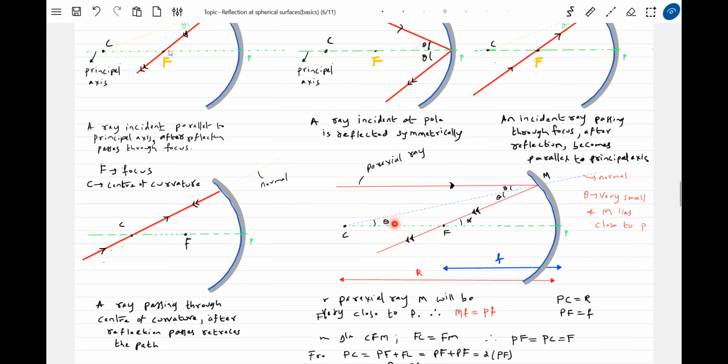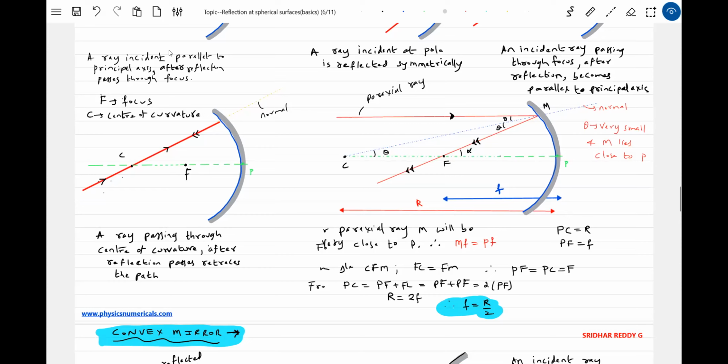Okay, agree with this. Then afterwards, look at this angle. Angle FMC should be equal to angle MCF. Any reason for that? Again, look at this one. This ray is parallel, and after reflection passes through the focus. So what can alpha be? Alpha should be 2 theta from the geometry.